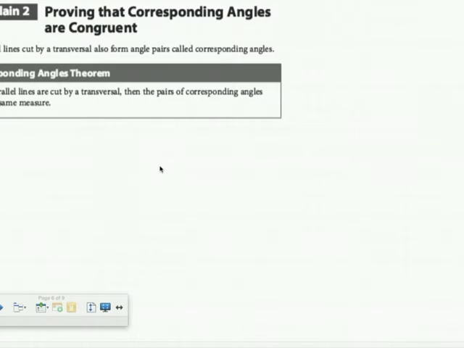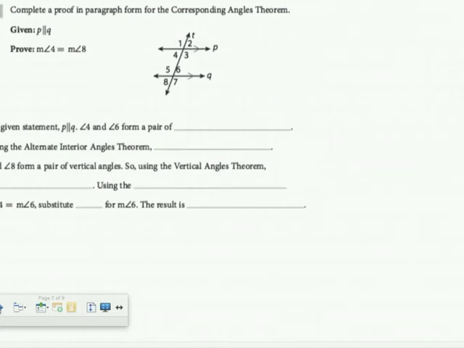In our activity recently, we also noticed that parallel lines cut by a transversal form corresponding angles. And we noticed in the activity that when the lines were parallel, those corresponding angles were congruent. And so we're going to prove that here. This proof is in paragraph form rather than two-column form, so we're just filling in the blanks. We are given that the lines are parallel. We're trying to prove that angle 4 is equal to angle 8.